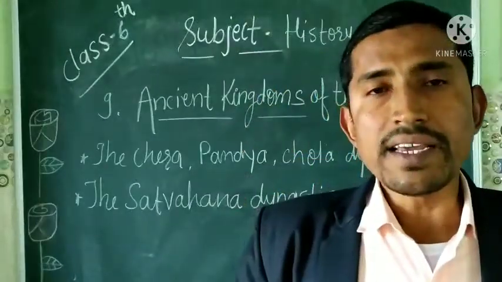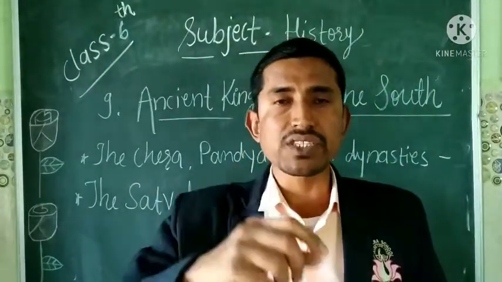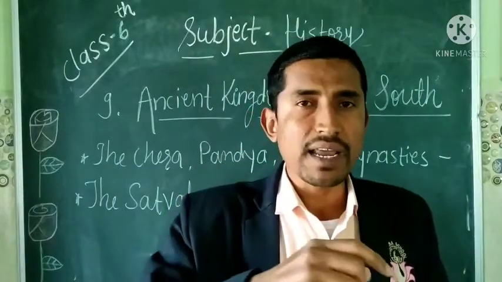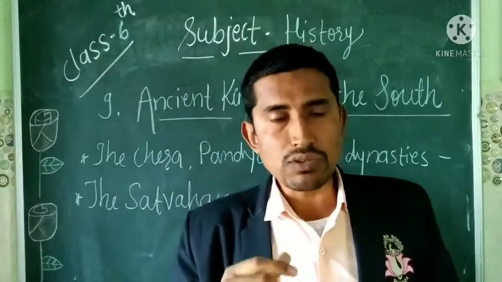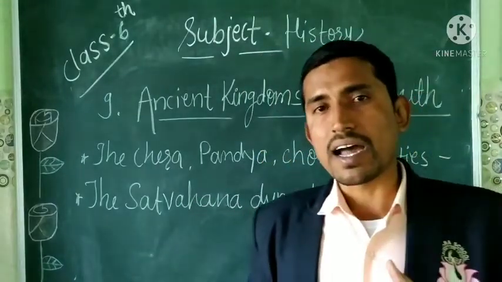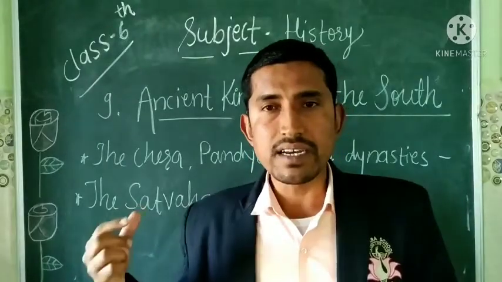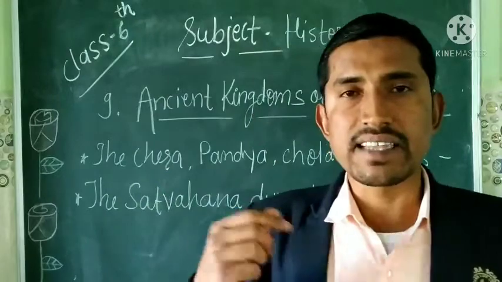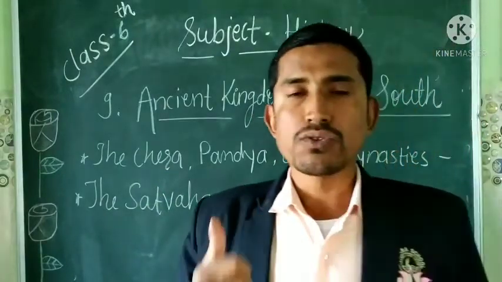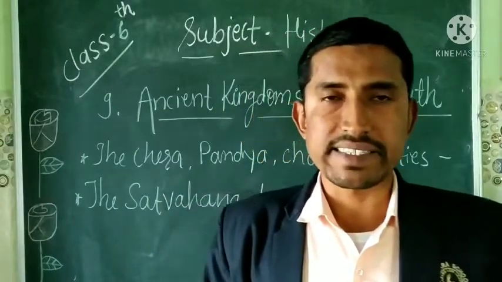And not only this, these 3 dynasties are mentioned in the Ramayana and Mahabharata, the great epics. As you know, the Ramayana and Mahabharata are the great Indian epics, and in these epics there is a mention of these 3 dynasties, that is the Chera, the Pandya and the Chola. Now we have to see more about these 3 dynasties.